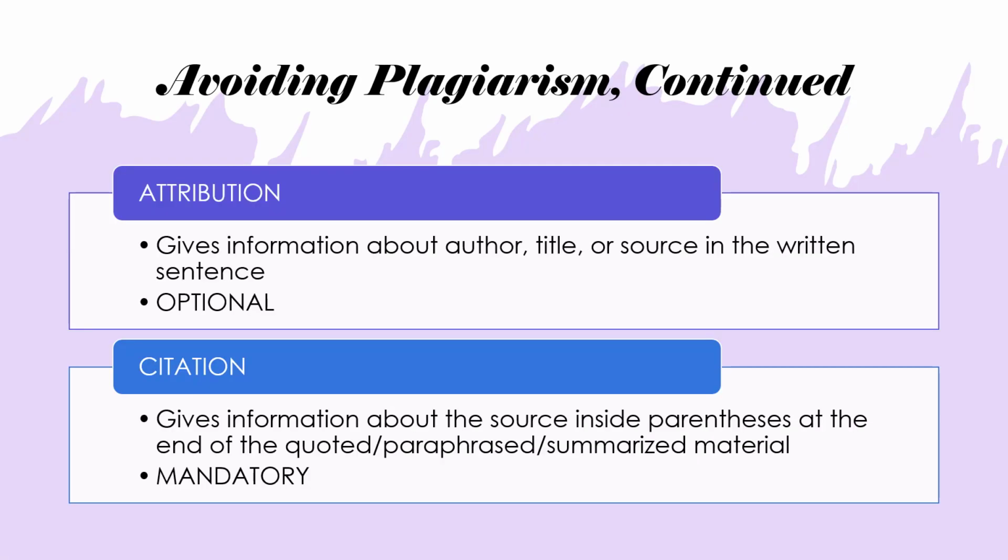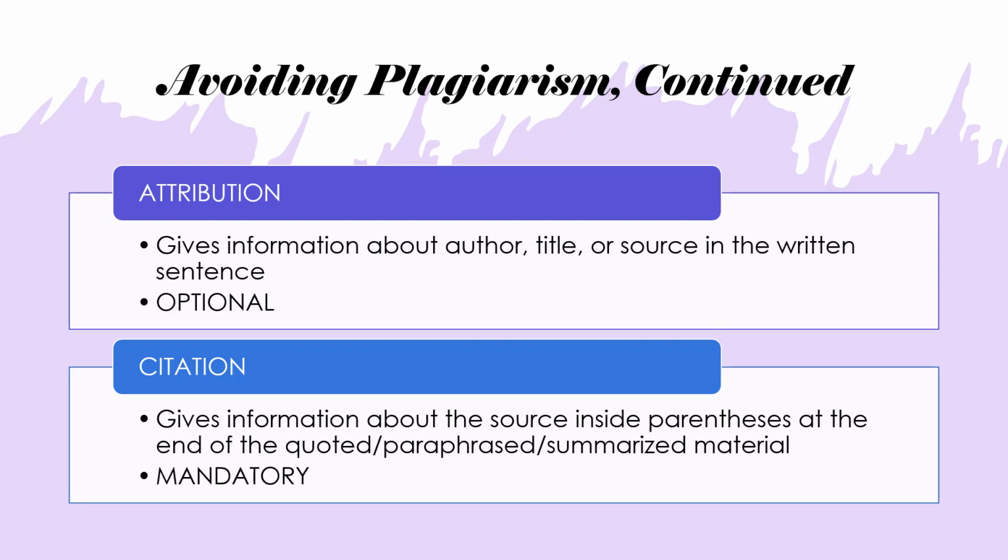Okay. Another issue with plagiarism, now that we've set aside accidentally with patchwork plagiarism, is the difference between attribution and citation. And this is a really, really, really easy thing to get messed up because we think, oh, we gave credit to the author, therefore it's cited. No, because citations are very, very specific. Citations are giving information about the source inside parentheses at the end of the quoted, paraphrased, or summarized material. A citation is inside parentheses. Always. That is what a citation is.